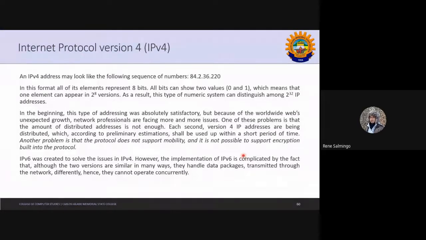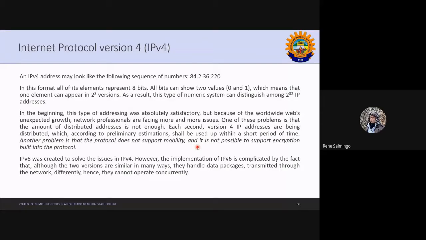Why is it depleted? Because there's already a worldwide web unexpected growth and network professionals are facing more and more issues. One of the problems is that the amount of distributed addresses is not enough. Second, the version 4 IP addresses are being distributed and, according to preliminary estimation, shall be used up within a short period of time. The problem is also that it doesn't support mobility, and it is not possible to have encryption built into the protocol.